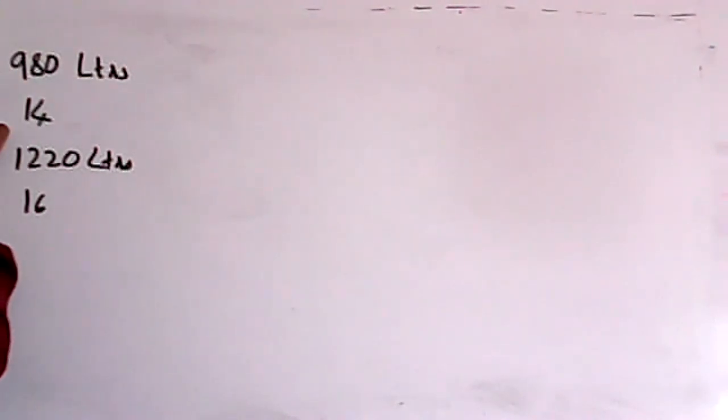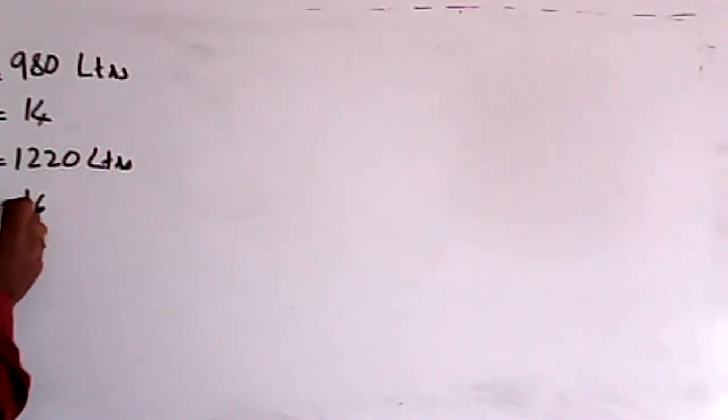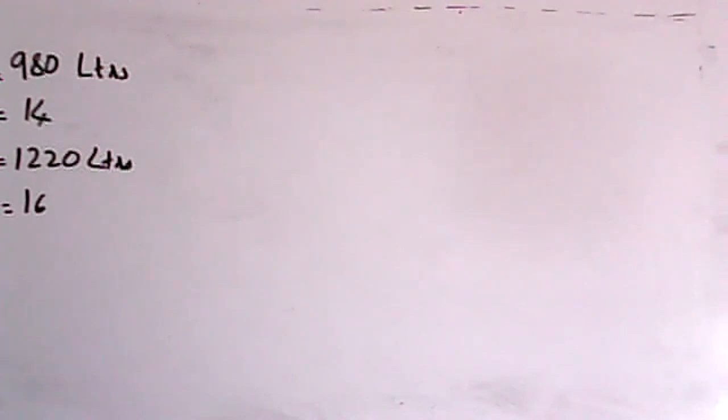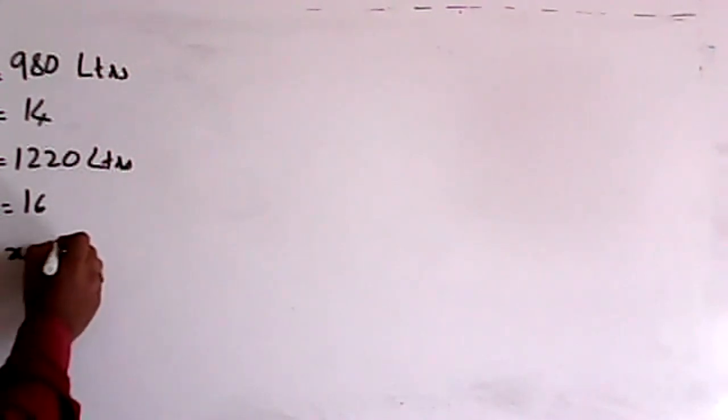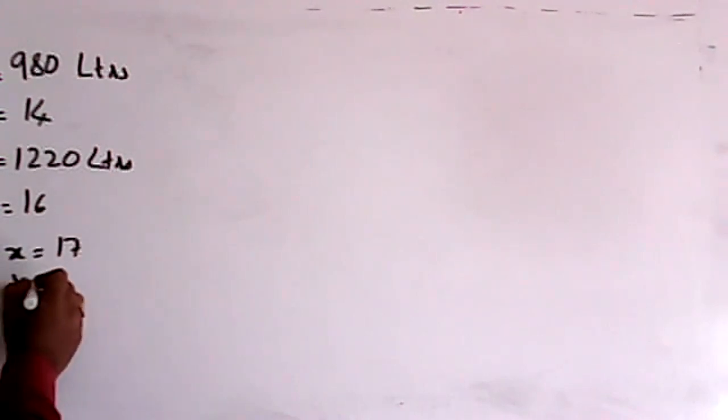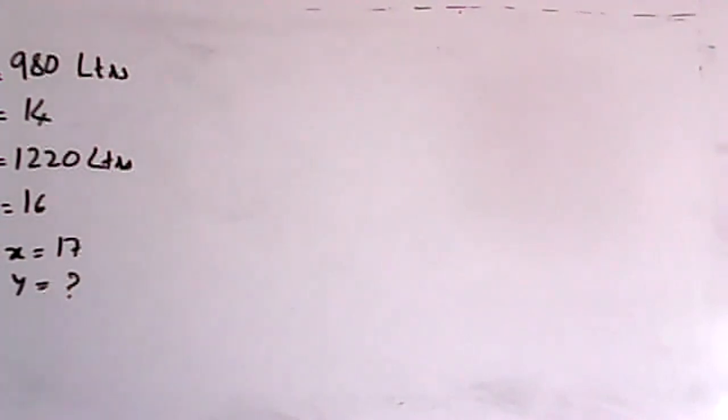Let me take the quantity as y. So y1 goes with x1, and y2 goes with x2. Now the question is, when x is equal to 17, what is y? Again the same kind of problem, it looks like. Use the two-point form and solve it.